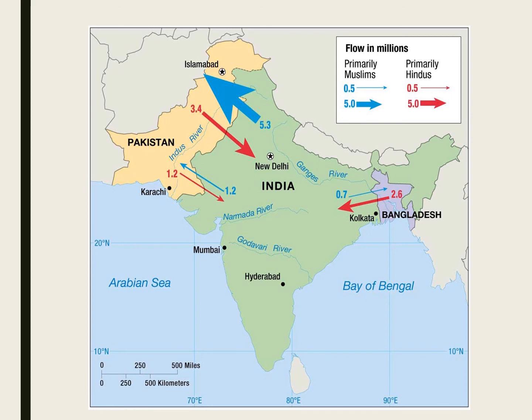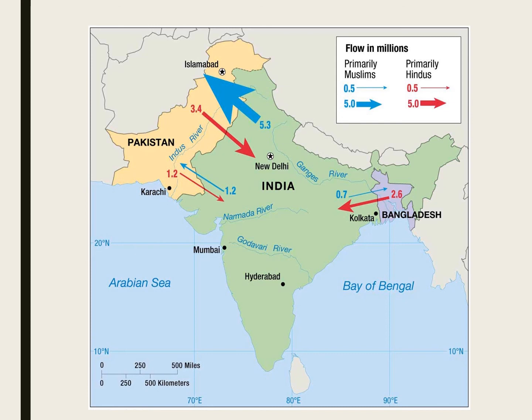You can see here the migration flows that occurred after independence. So in 1947, it's partitioned. This results in migration of an estimated 17 million people. And the creation of Pakistan as two territories, nearly 1,600 kilometers apart, that's 1,000 miles, that's just unsustainable. In 1971, East Pakistan became the independent country of Bangladesh.